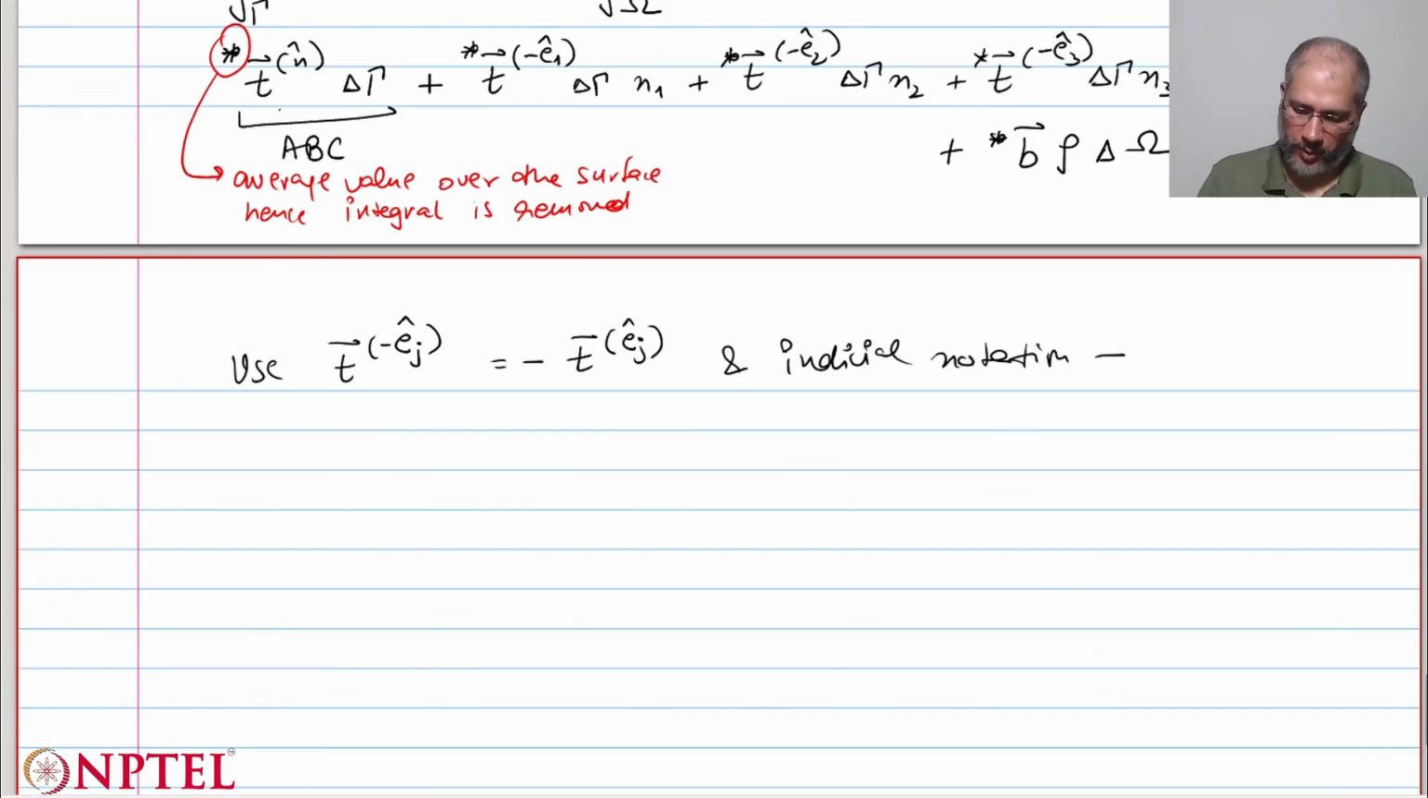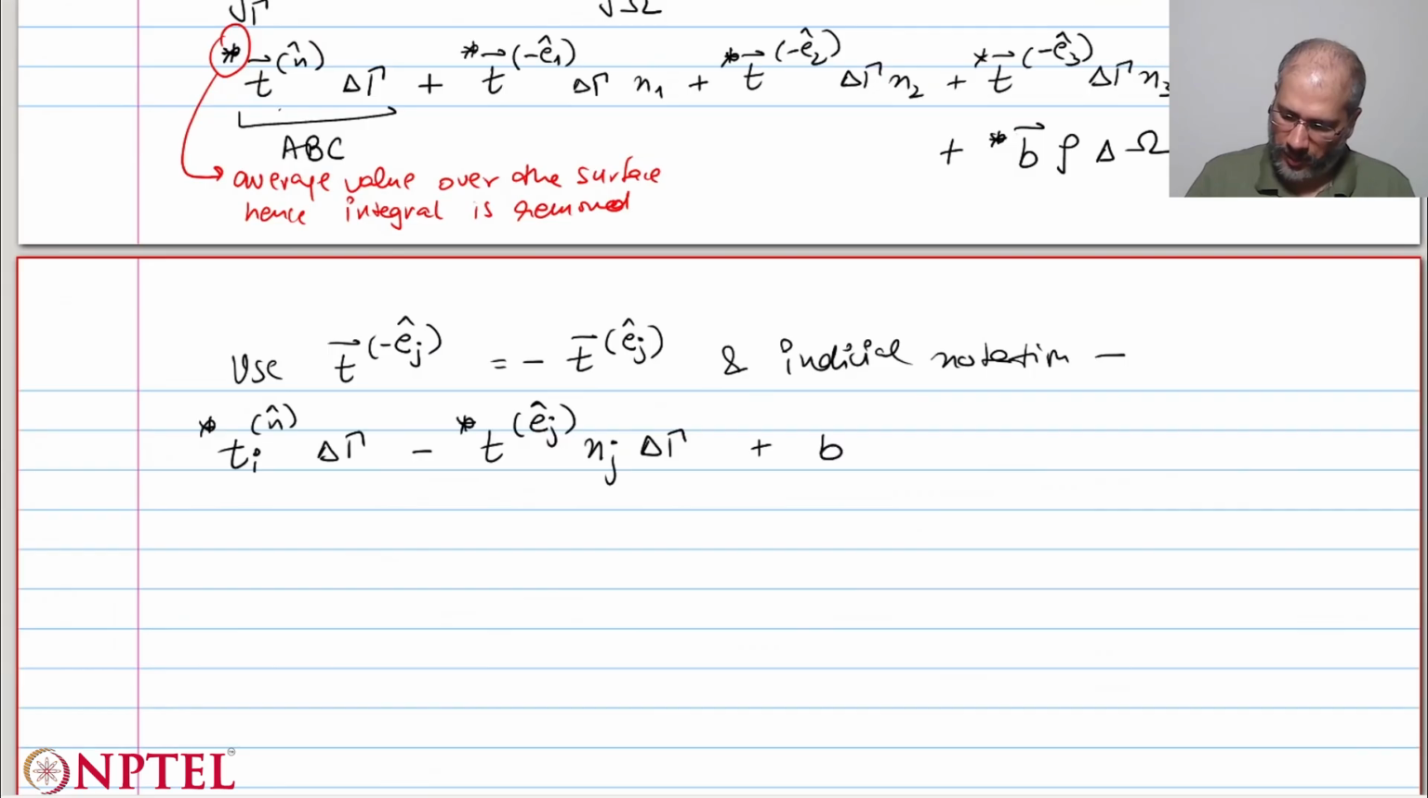So the above equation now will become T_i (n hat) times delta gamma minus, put a star here again, T_i(E_j hat). So you can see that I've used this relation here. So we get a minus here, and then this gets multiplied with an n_j times delta gamma plus the body force vector B_i times rho times delta omega is a 0.